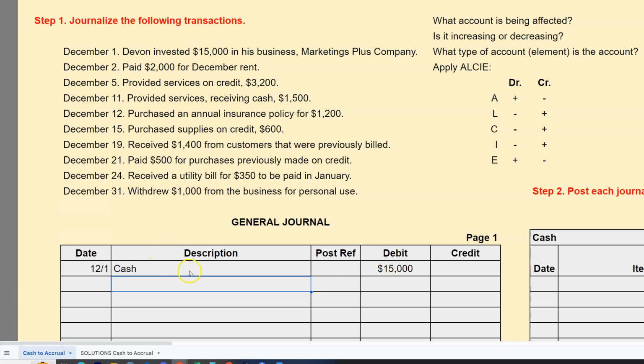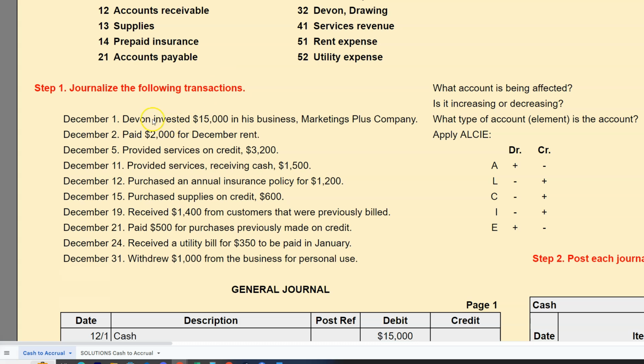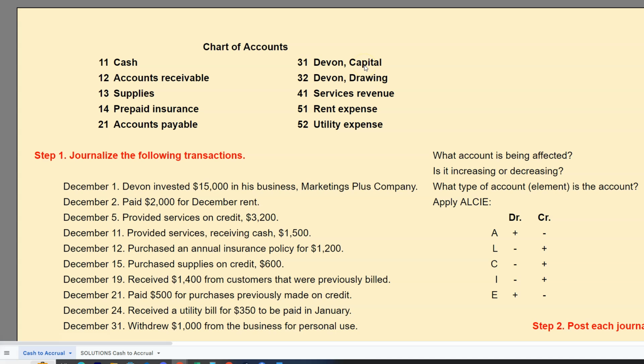Now, keep in mind, for every journal entry we do, we need at least one debit and at least one credit. So I know that there's a whole other side to this. So when Devon is making contributions to his business, and this works anytime you have a sole proprietorship or a partnership where the ownership is investing money, whenever they're making that contribution, their capital is increasing. So for the other side of this, what account is being affected? Devon capital. Is it increasing or decreasing? It's increasing.